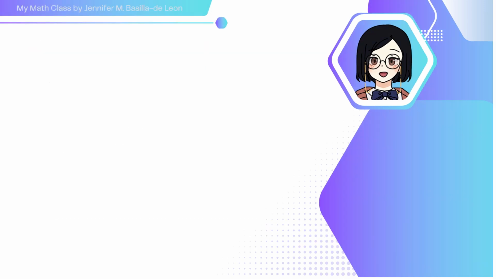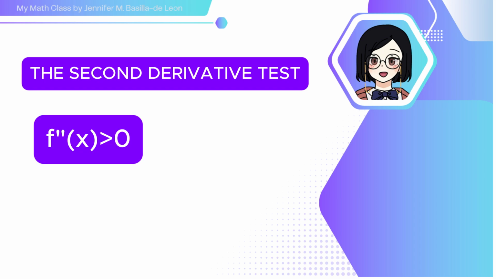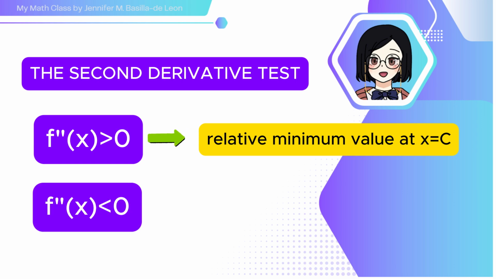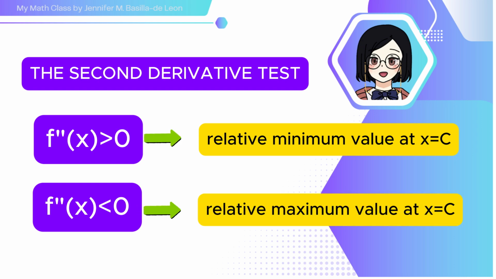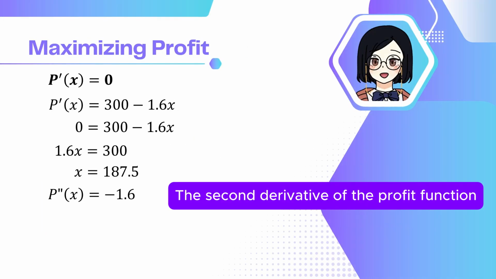using the second derivative test. The second derivative test states that if the second derivative of the function is greater than 0, then the function has a relative minimum value at x = c. If the second derivative of the function is less than 0, then the function has a relative maximum value at x = c. Now we get the second derivative of the given function.